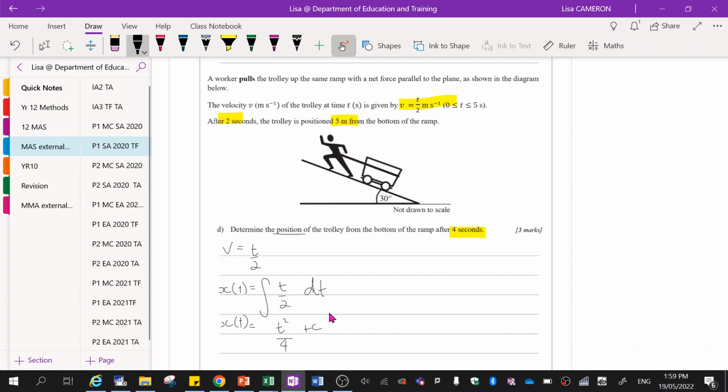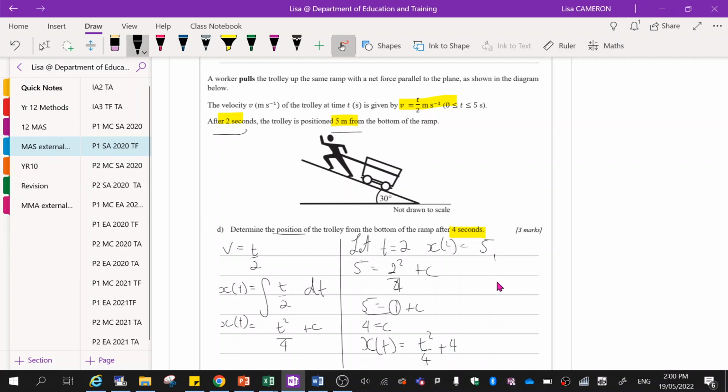Now, because we've integrated, we've added c to this. That's why they've given us this extra piece of information here. That's going to allow us to solve for c, and then we'll have a complete equation so that we can work out what it is at 4 seconds. So we're going to let t equal 2, and x at time 2 is going to be equal to 5. So 5 equals 2 squared over 4 plus c. That's going to be 1 plus c. So I can take this to the other side and I end up with c equals 4. So my equation for this thing really looks like this.